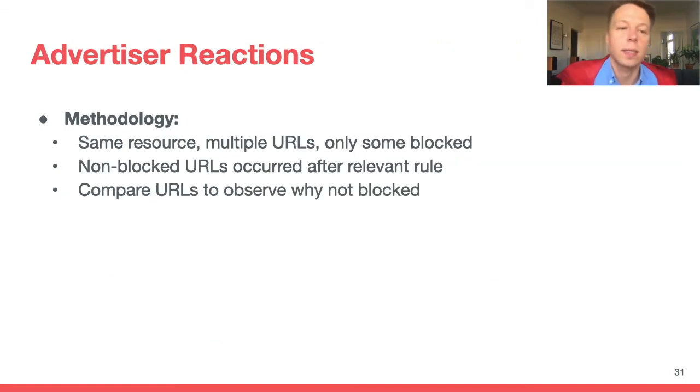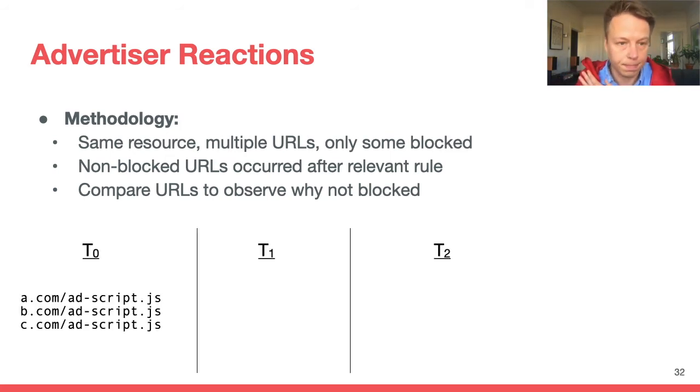Next, we want to understand how advertisers respond to being added to EasyList. The way we measure this is we look for instances where the same resource was being loaded from multiple URLs, but was only blocked in some cases. Then we compared the URLs of the resource requests that were blocked to the ones that were not. To clarify, let me step through this methodology in a little more detail.